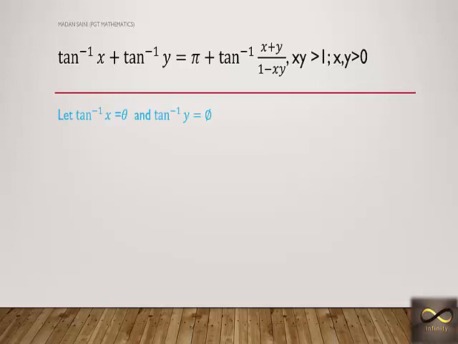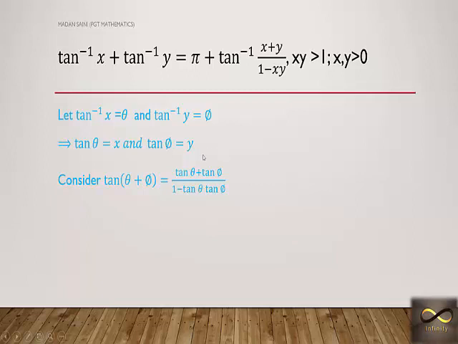So let tan inverse x is equal to theta and tan inverse y is equal to phi. This will give us tan theta is equal to x and tan phi is equal to y. Now consider tan of theta plus phi. From class 11th you already know tan of theta plus phi will be equal to tan theta plus tan phi upon 1 minus tan theta tan phi. Now as we know, tan theta is equal to x and tan phi is equal to y. You can substitute here. You will have x plus y upon 1 minus xy.